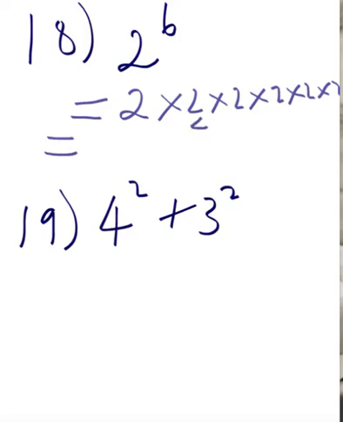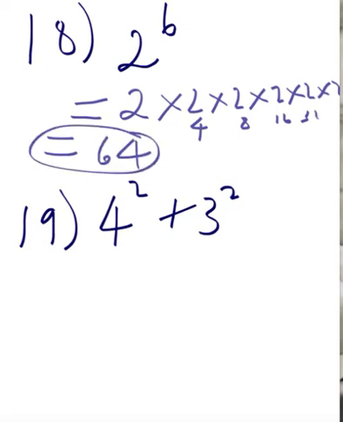2 times 2 is 4. 4 times 2 is 8. 8 times 2 is 16. 16 times 2 is 32. And 32 times 2 is 64. Okay? But do put it in your calculator.